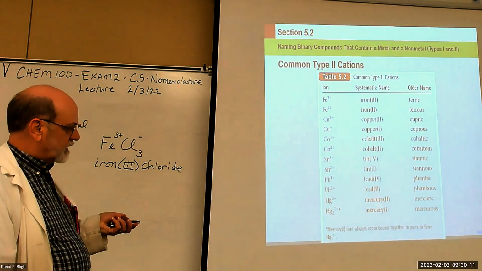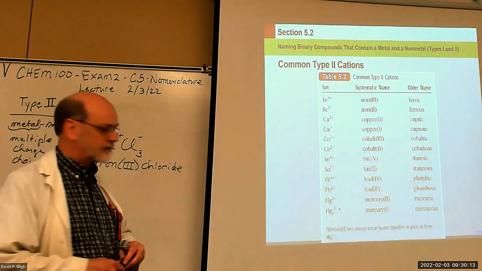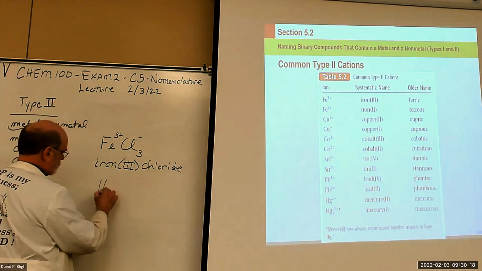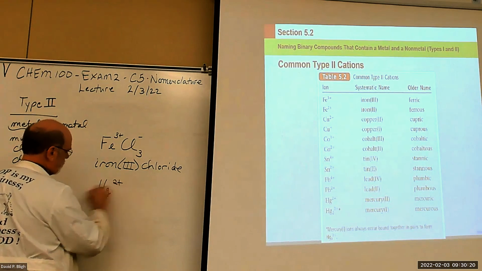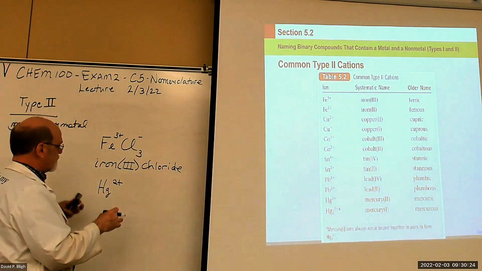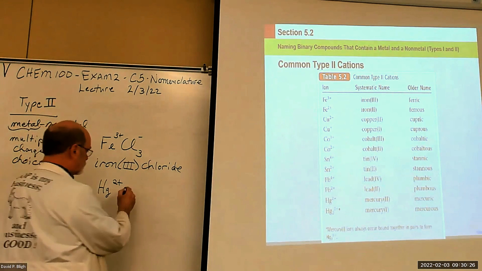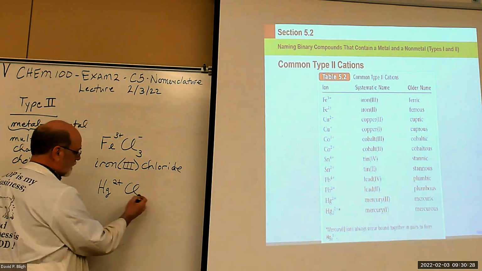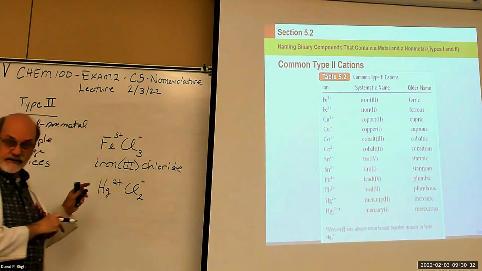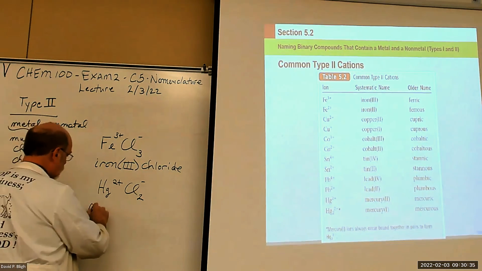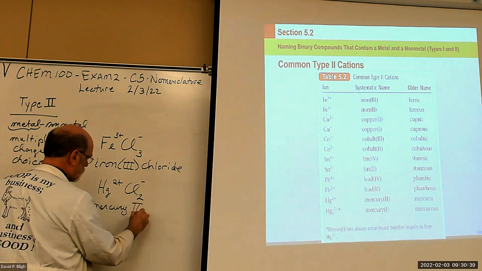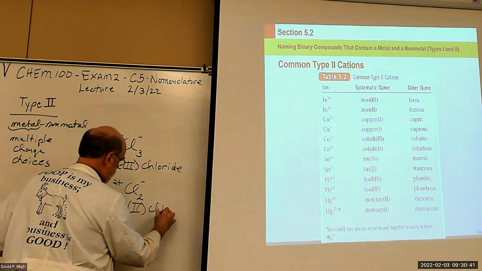Mercury is a strange character. Mercury 2+ combined with something else. Let's use chlorine again. Like that. That means this would be a 2, right? To make them balance. And this would be called mercury(II) chloride.